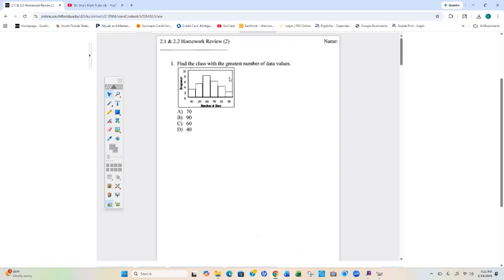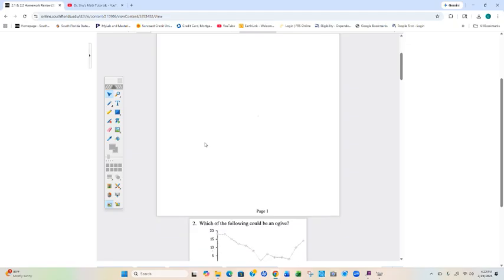So let's begin. The first one, number 1, says find the class with the greatest value of data values. So you have a histogram here. You want to find the one with the greatest. Answer A is 70, answer B is 90, answer C is 60, and answer D is 40. So pause the video, think about it. On this one, if you answered C, you are correct. The highest value here will be the tallest bar, and that happens at 60.